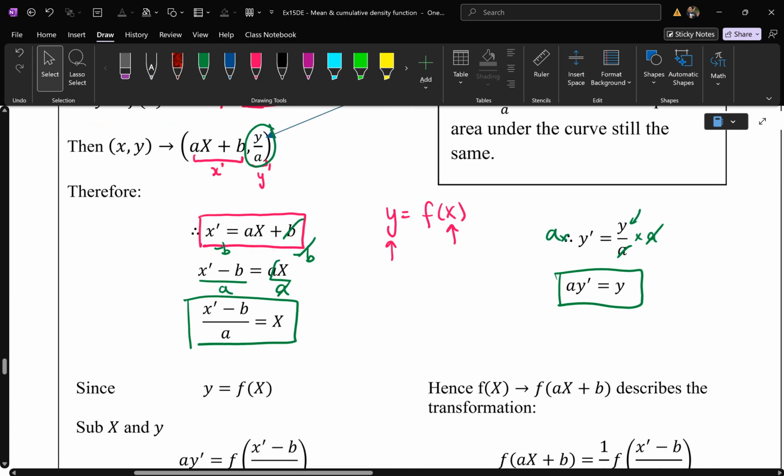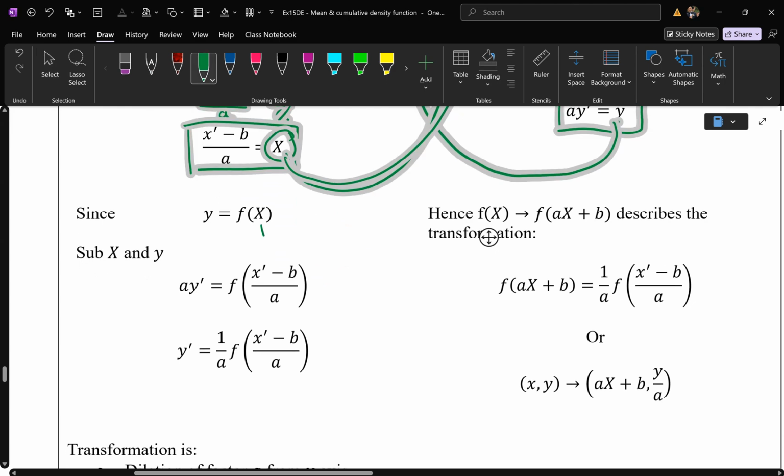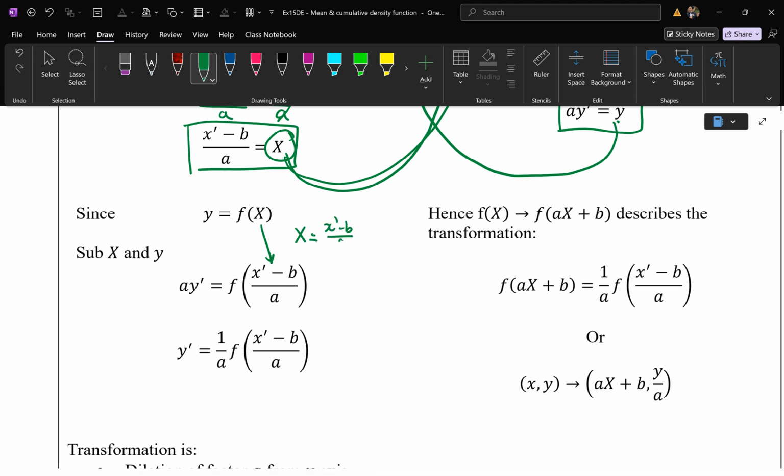So now what you do is you then say, well, this is original y, so I'm going to replace the original y function. And then this is original x, so I'm going to replace the original x. And that's what you end up substituting into the function, what you're familiar with, right? And so that's how I got that. So original x was equal to x dash minus b on a. And then original y was equal to a y dash. And so when you rearrange it to make y the subject, the new rule that you get is 1 on a f of x dash minus b on a.